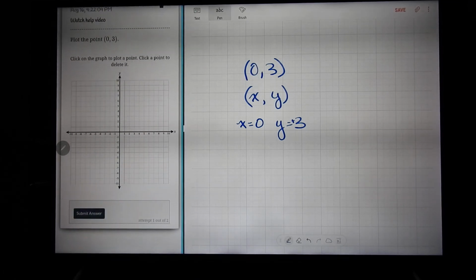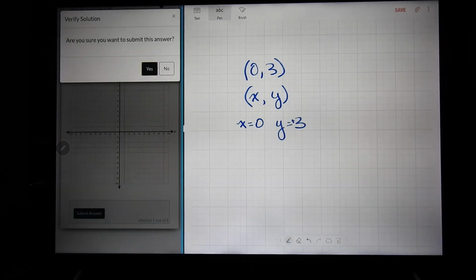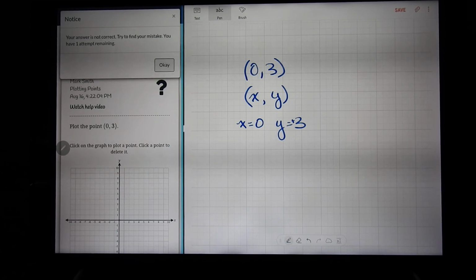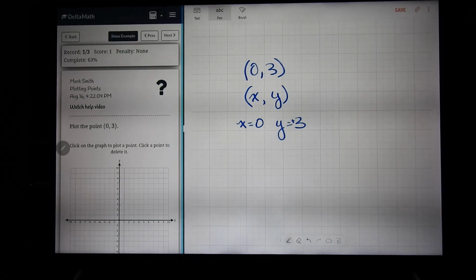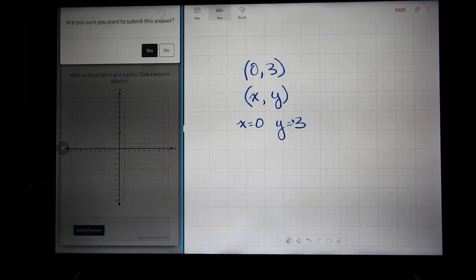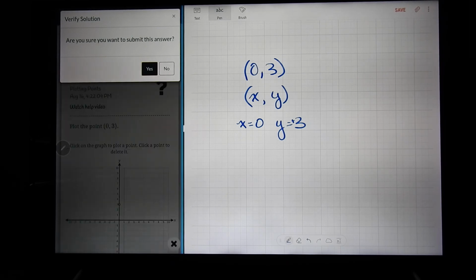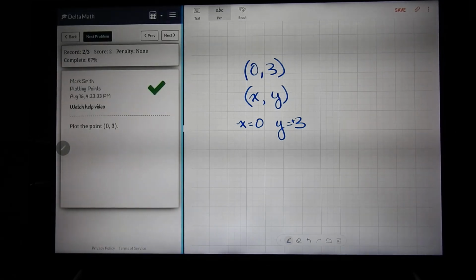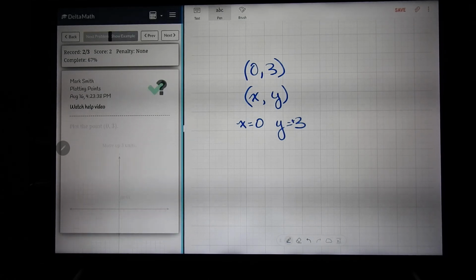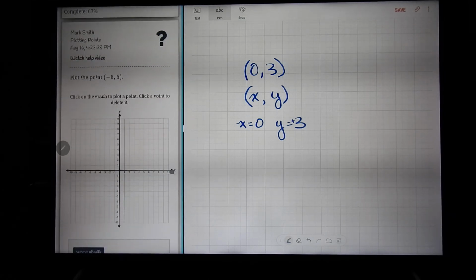Okay. Yes, I got that. Okay. Did I touch that in the wrong place? That is definitely 0, 3. Submit answer. Yes. And there it gave me, I must have put it not quite in the right place last time. All right, next problem. -5, 5.